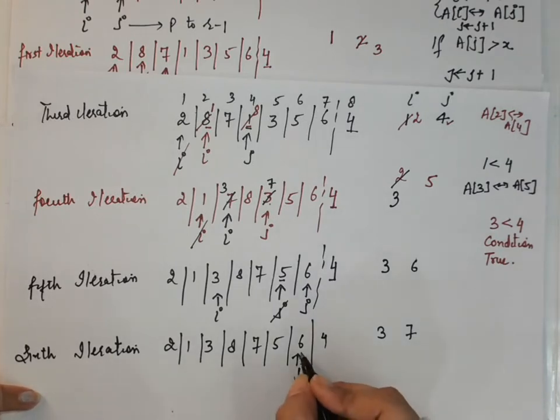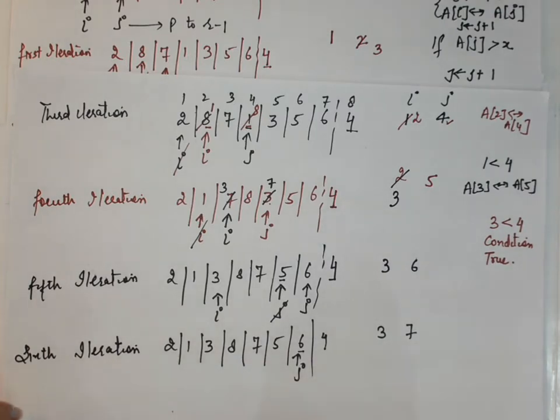Now this check, this 6 is less than 4? Again 6 is greater than 4. No action is required. Just increment j. Now we'll stop here, as we have to run the loop from p to r minus 1. So we'll stop the loop here.